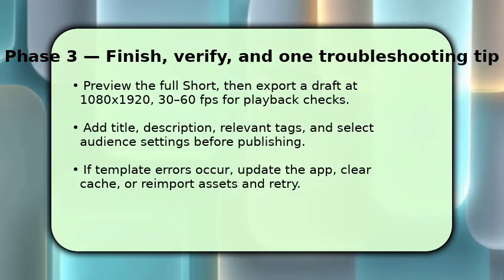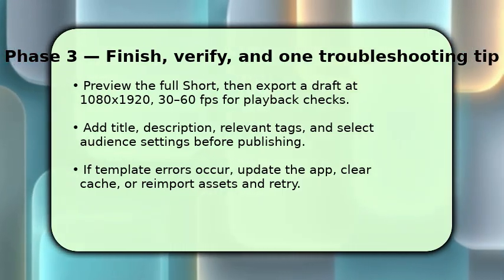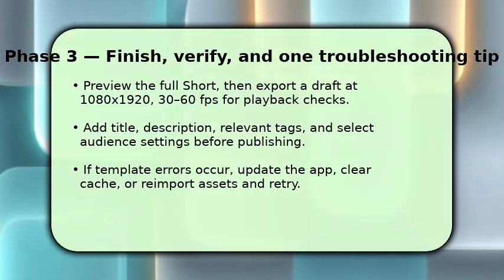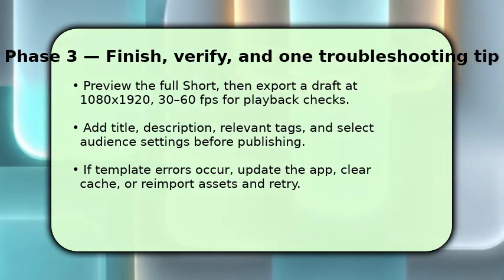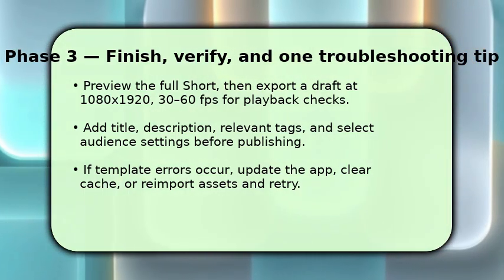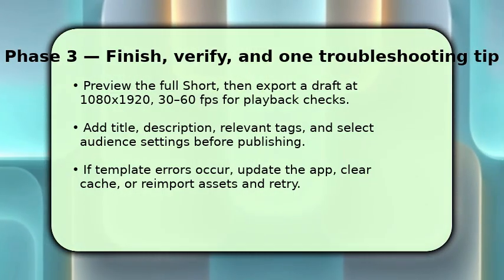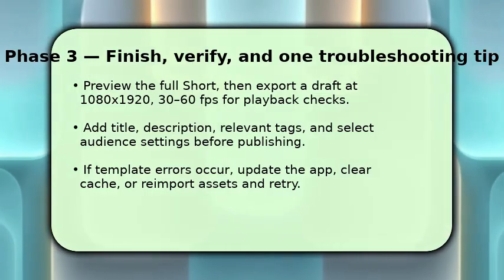Then add title, description, tags, and schedule or publish immediately. Make sure audience settings match policy. If something goes wrong, like template crashes or audio mismatch, update YouTube, clear the app cache, and re-import assets. Reapply the template and retry publishing.